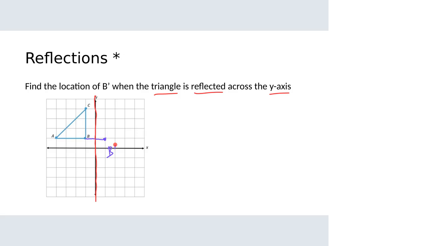And that's going to be at the point, let's see, one in the x direction, one in the y direction. So B prime here is at the point (1, 1).